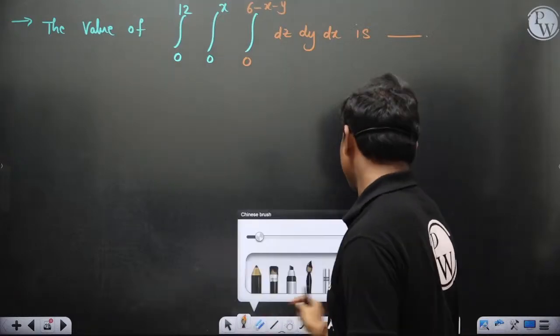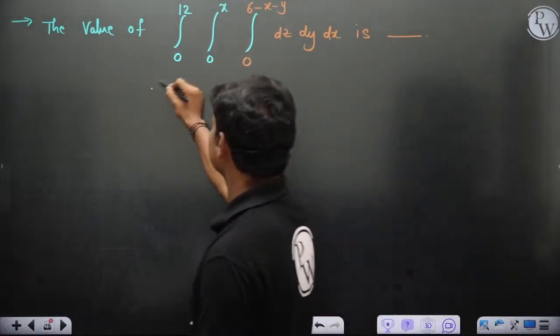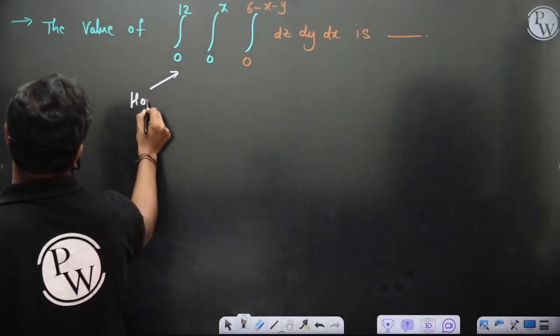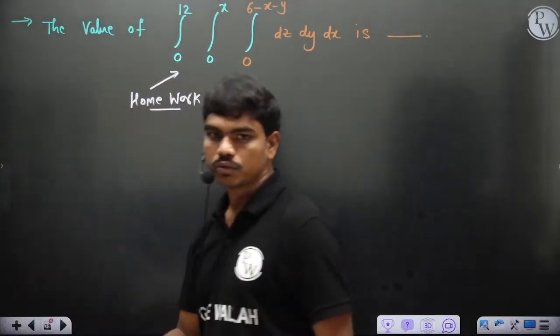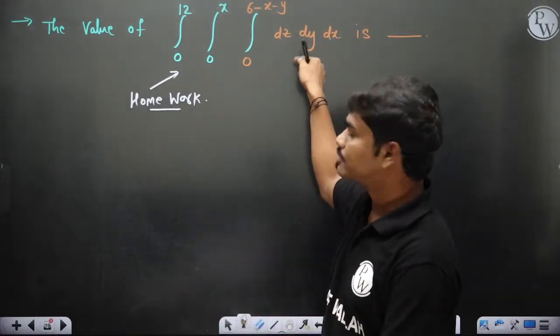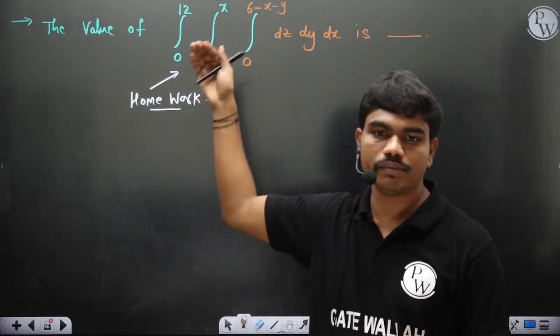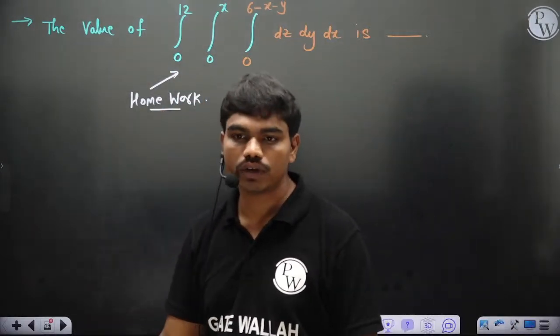So solve this question as homework question, try it by yourself. I have given you all the inputs, what all you need. So you have seen how to do the questions. So obviously the same technique. First you'll integrate with respect to z, then substitute the limits. Okay. So calculate this question as a homework for tomorrow.